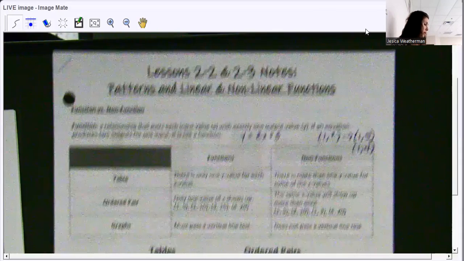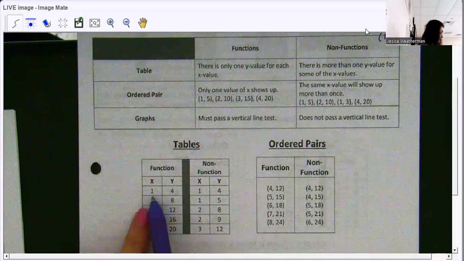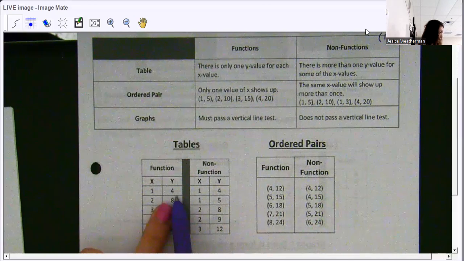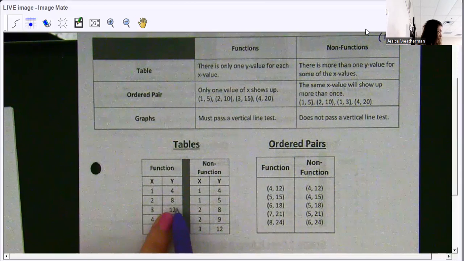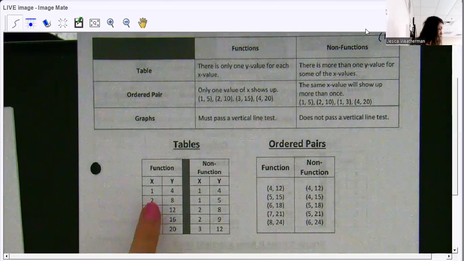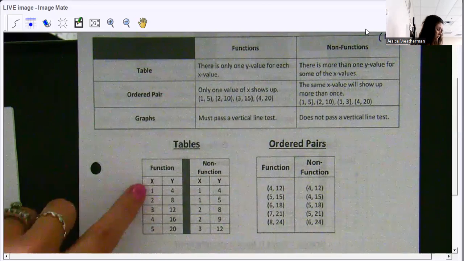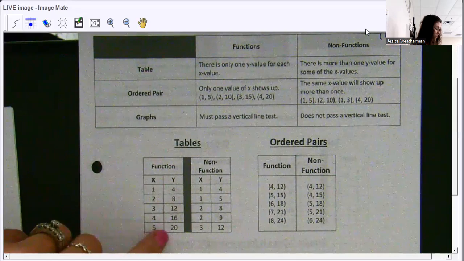Let me show you what I'm talking about. If I input 1 for x, I get 4. If I input 2 for x, I get 8. If I input 3 for x, I get 12, and so on. This is a function because all your different x values get exactly one y value.